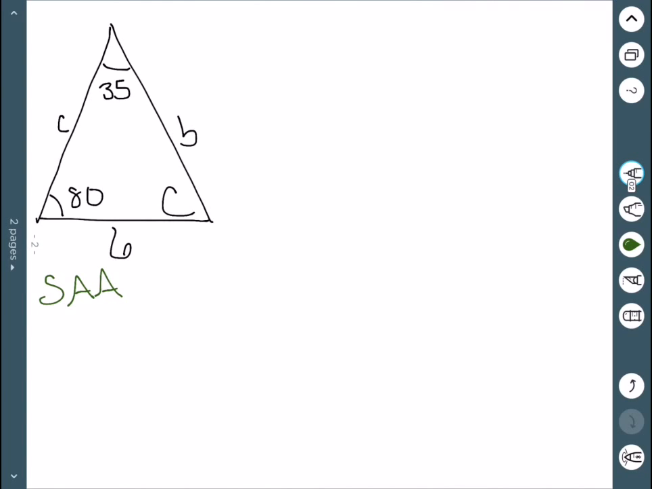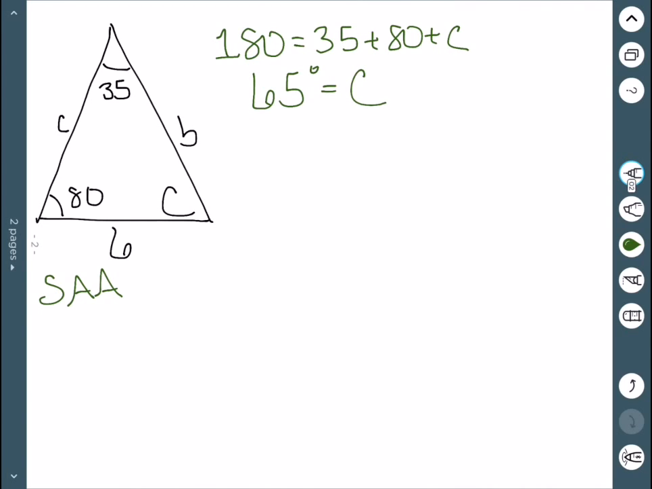First, we can find our third angle pretty easily, since we know that the sum of the angles of a triangle is always 180 degrees. And knowing this gives us the value of angle C. So we know that angle C here is equal to 65 degrees. And now we can use our sines.